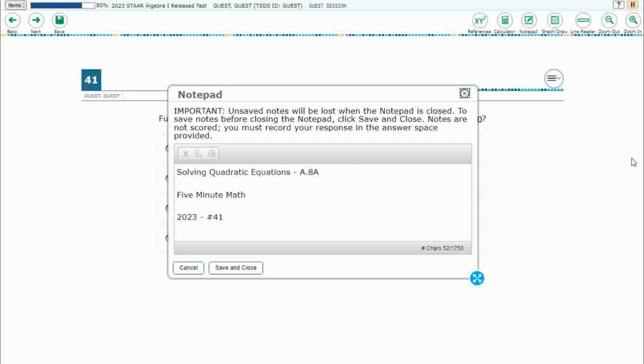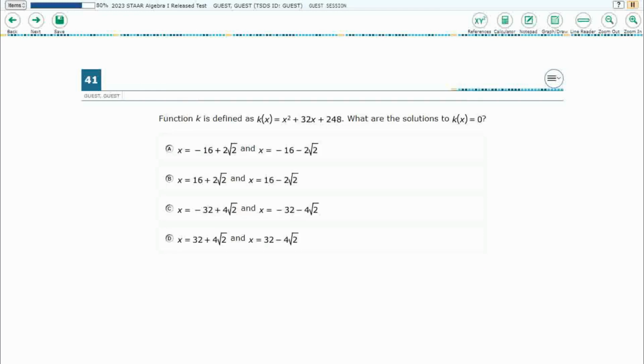Today we are looking at the Algebra 1 concept of solving quadratic equations. This is standard A.8A in the great state of Texas, and we are using item number 41 of the 2023 released STAAR test. If you haven't done so already, please go ahead and take a moment to pause the video, work this problem out on your own, unpause it, and we will look at our answers together.